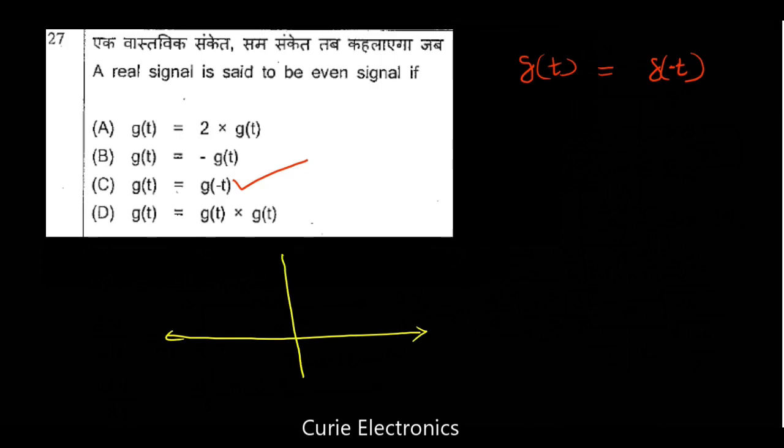Or graphically we can show it as this is the amplitude and this is the time. We have a signal like this, 1, minus 1. See, these two signals are mirror images across the first and second quadrant. These signals are the even signals.